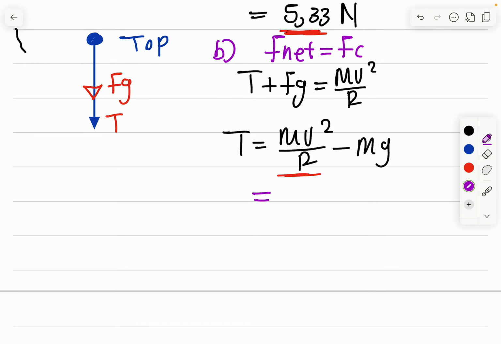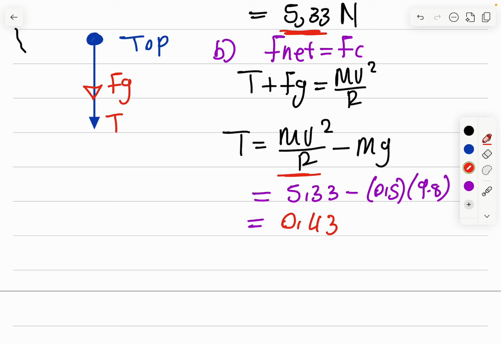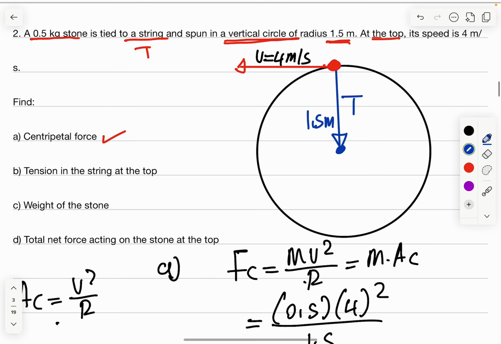Therefore, you are going to remain with 5.33 minus your mass, which is 0.5, times the gravity, 9.8. Therefore, you press your calculator: answer minus 0.5 multiplied by 9.8. Your answer is going to be 0.43. 0.43 is tension, measured in newtons. Don't forget. This is your tension of the string at the top only.